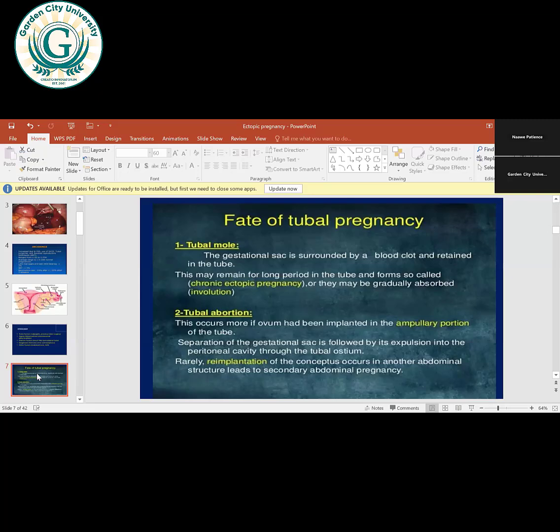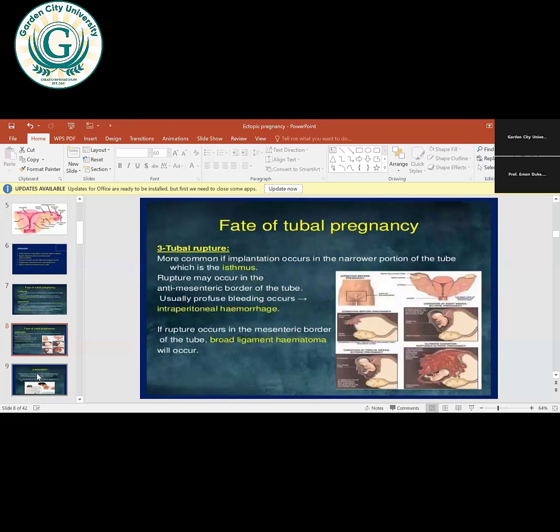So you see, when they say tubal fate, that is what is caused mainly by the tube. In the first one, the gestational sac that is surrounded by a blood clot could remain there, causing chronic ectopic pregnancy. Or it could even be gradually absorbed. And when such an involution takes place, there may be a problem. If it occurs in the ampulla again, it will not grow beyond a particular period. That's the tubal fate. Then the third one, go ahead.